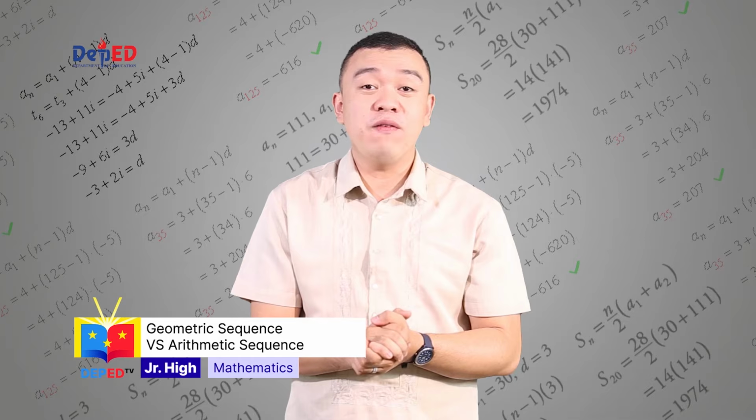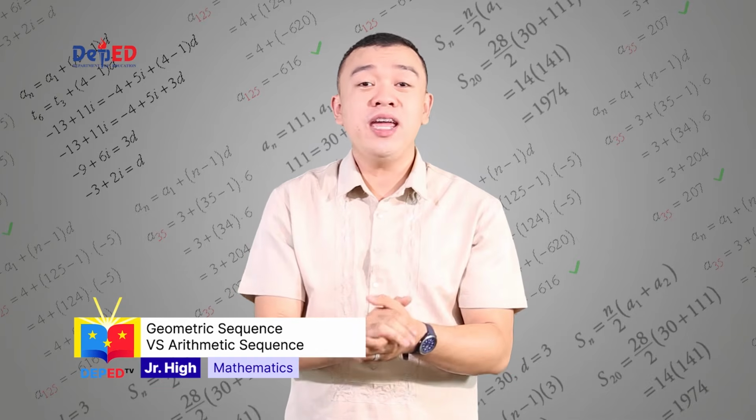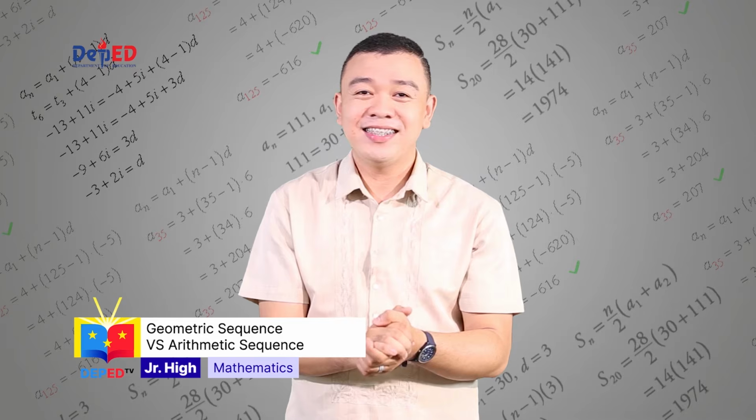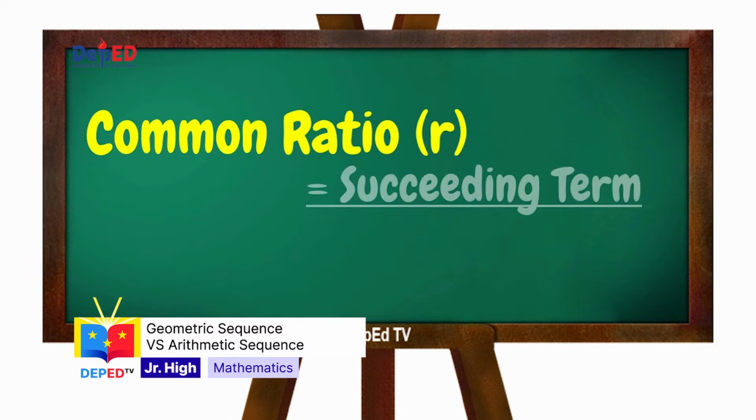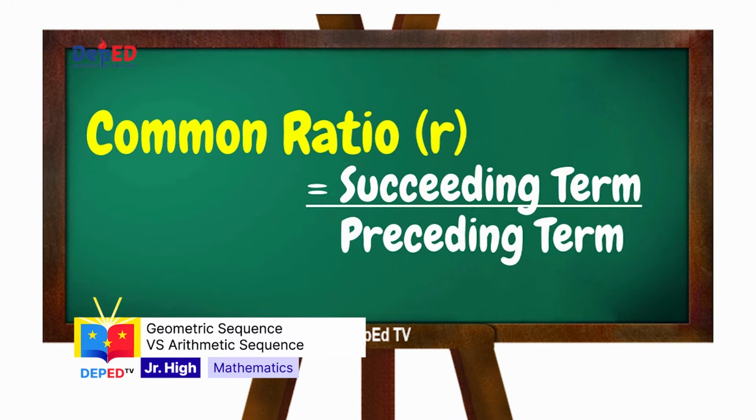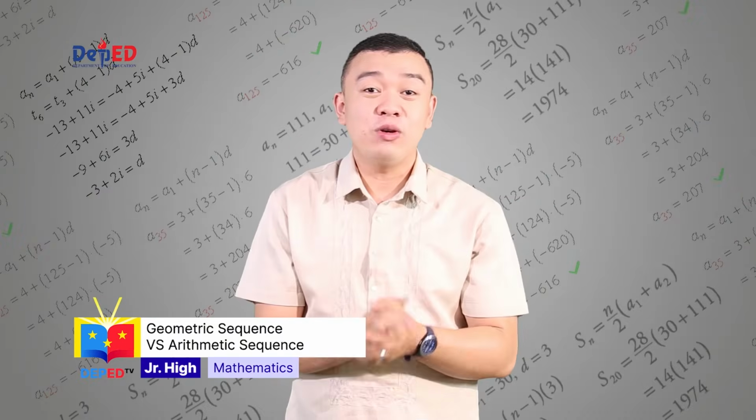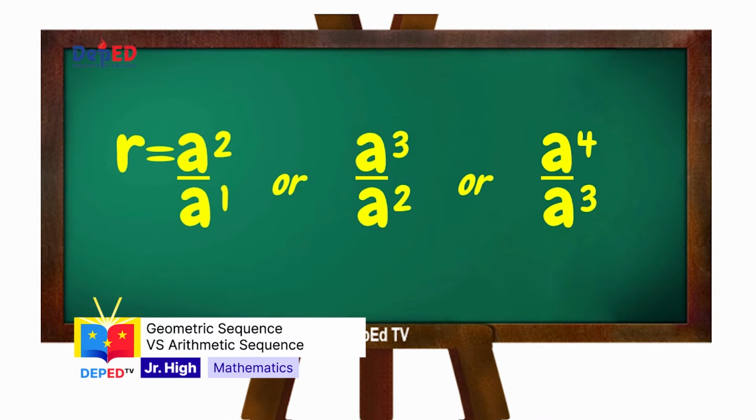Using the given terms of the sequence, how will you obtain the common ratio? The common ratio r is obtained by dividing the succeeding term by the preceding term. Or simply using this formula: a sub 2 divided by a sub 1, or a sub 3 divided by a sub 2, or a sub 4 divided by a sub 3, and so on.